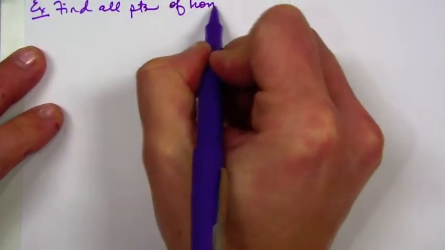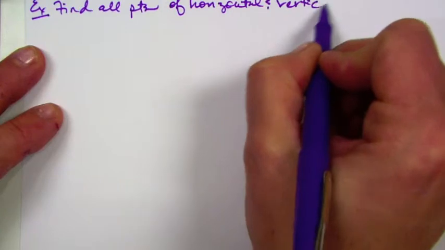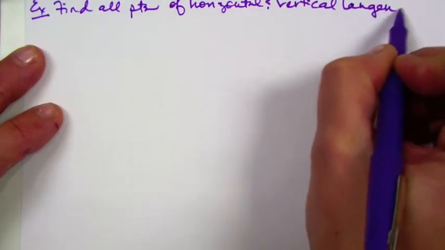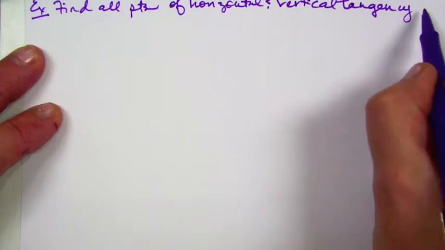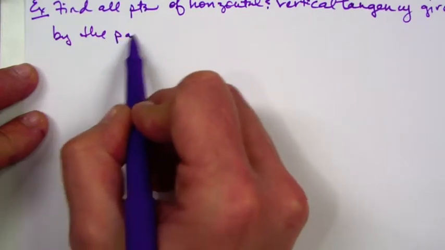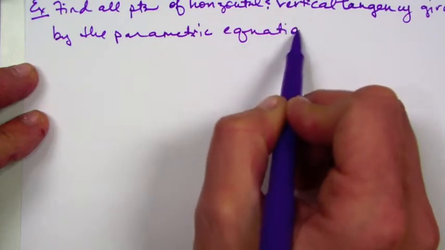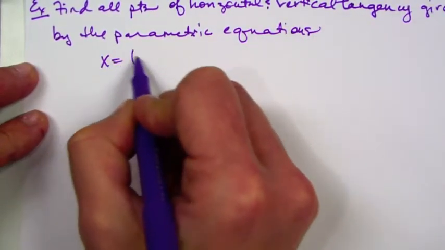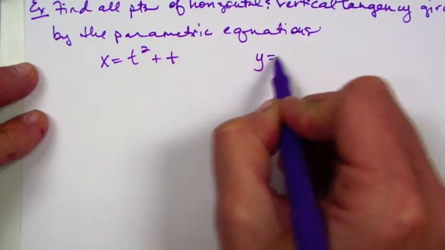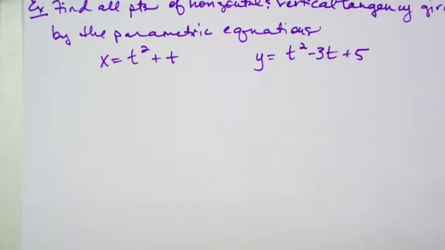All right, so let's look at this example. Find all points of horizontal and vertical tangency given by the parametric equations x equals t squared plus t and y equals t squared minus 3t plus 5. Find all points of horizontal and vertical tangency.